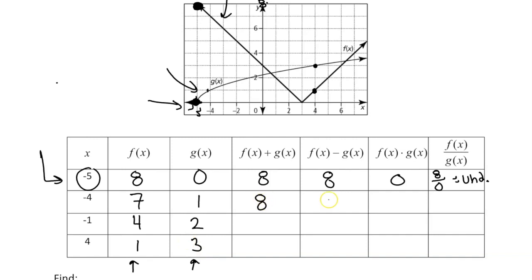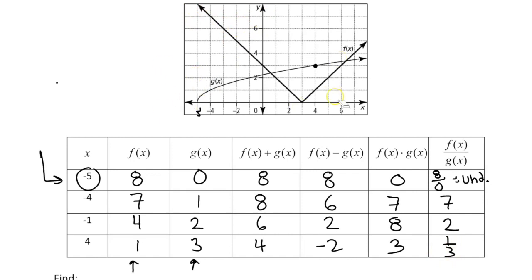We could add them, subtract them, times them, and divide them. And then let's do that for this next one here. If you add them, subtract them, times them, and divide them, f of x minus g of x is -2. And times that, we get 3. And we divide them, and you get 1/3. All right, hopefully that seemed reasonable. I don't think there should be too many questions around that.